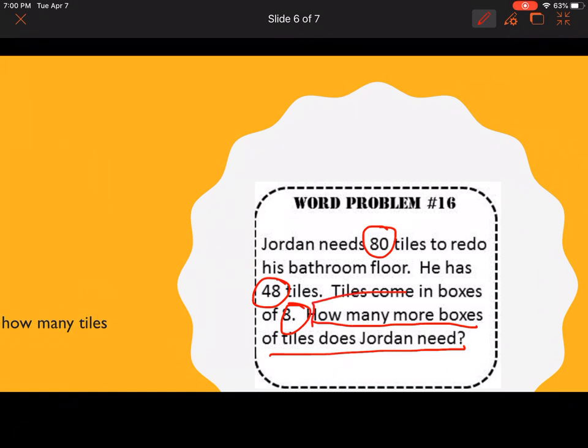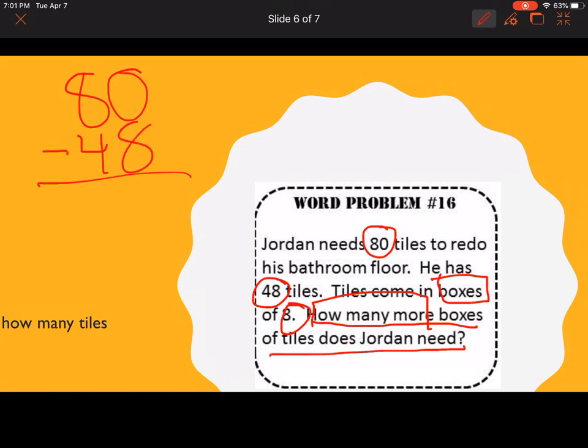I see how many more. We talked about that one. Do you see any other ones? I don't really see any other ones. Maybe in boxes of 8. We might need that. So, what should we do for step 1? He needs 80 tiles and he has 48. What should we do with that? And I have the key phrase, how many more? I'm going to subtract 80 minus 48 because I need to see how many tiles Jordan still needs.